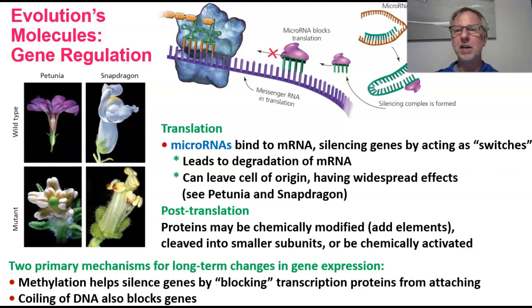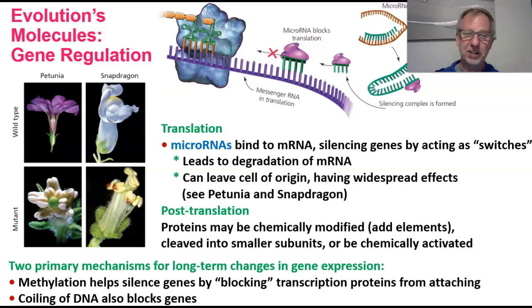It's showing you some DNA being uncoiled there, and microRNA is being transcribed. And so once that microRNA is prepared and ready, it goes onto the cytoplasm. It binds or attaches to messenger RNA and can block translation. So basically microRNAs silence genes by acting as switches. And it eventually leads to the degradation or the breakdown of messenger RNA. So it's not hanging around in your cytoplasm. Now, microRNAs can even leave the cell of origin, having widespread effects. So there's a little story in your textbook about this with petunias and snapdragons, wild type versus mutant types, and the effects that they have on flower structure.